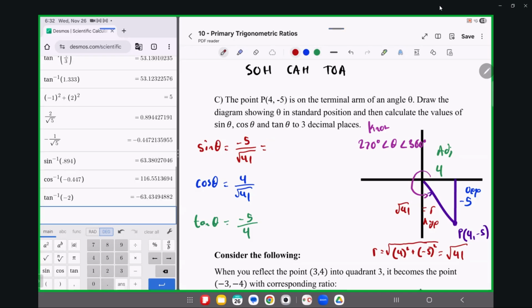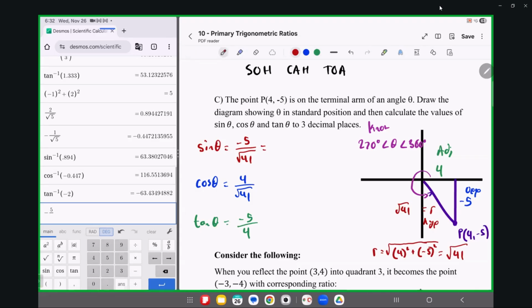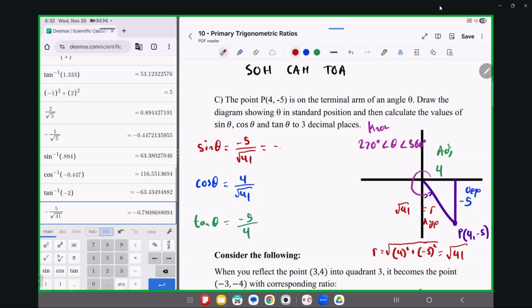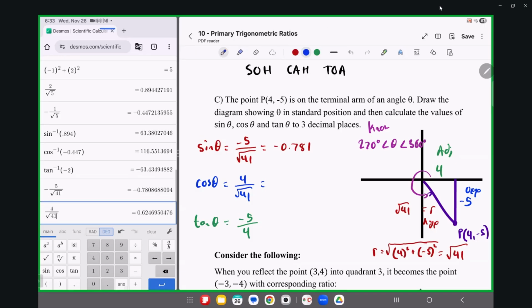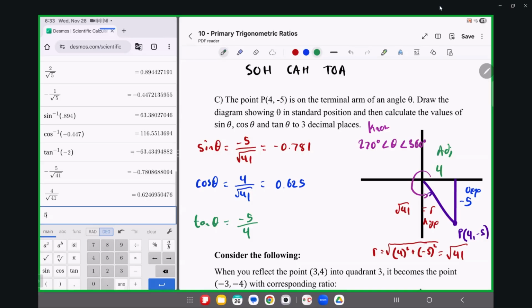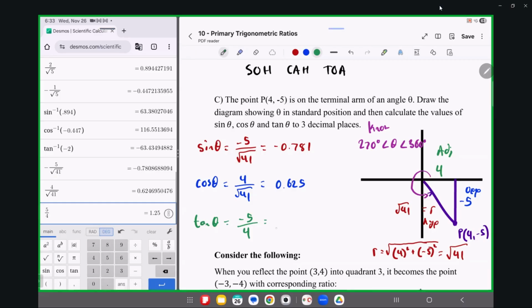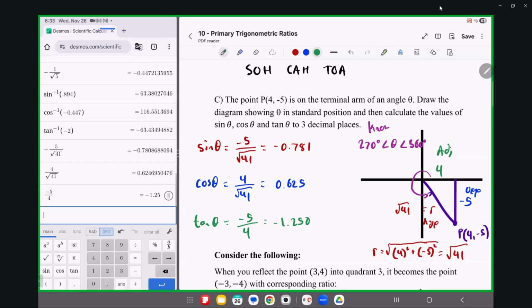And so, figuring this out, if I take -5 and divide it by the square root of 41, I get -0.781. If I do 4 divided by the square root of 41, I get 0.625 after rounding. And if I do tan, 5 divided by 4 of the negative variety, this will be -1.25. I'll just put the negative in here in case you're following along on the calculator.